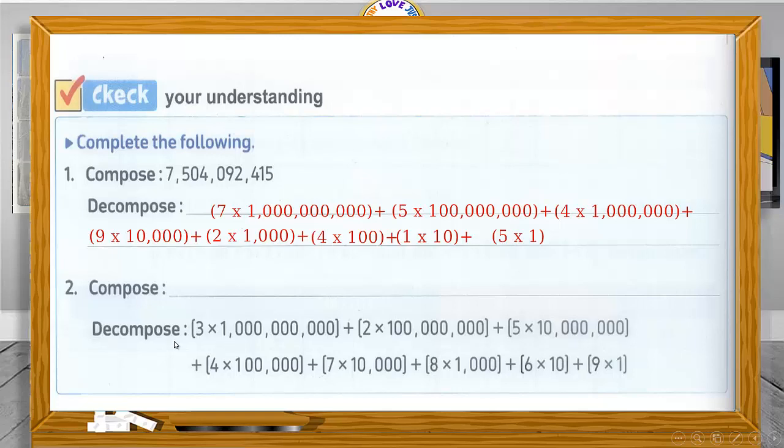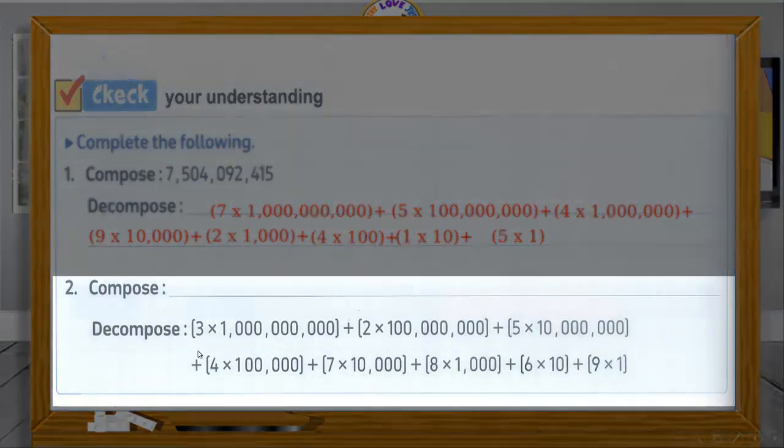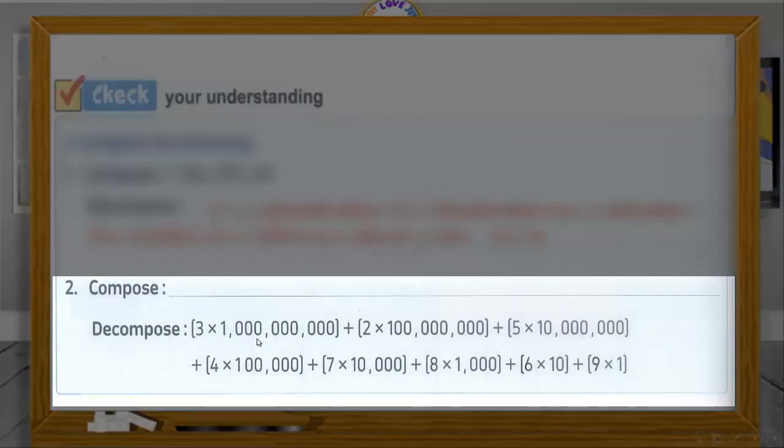Next one, he wants you to compose 3 times 1 milliard. So write 3 in the 1 milliard place. This is the first period from the left side. 2 times 100 million, so in the next period, in the hundreds place of the million period, you should write 2. 5 times 10 million, so in the tens millions place, write 5.